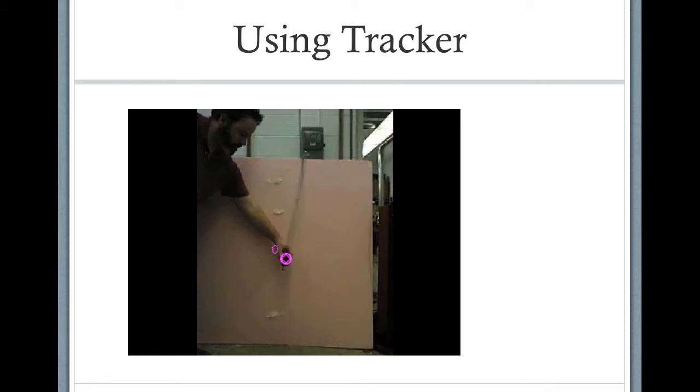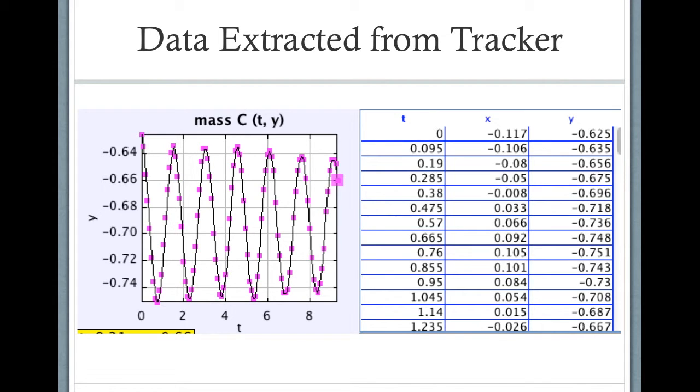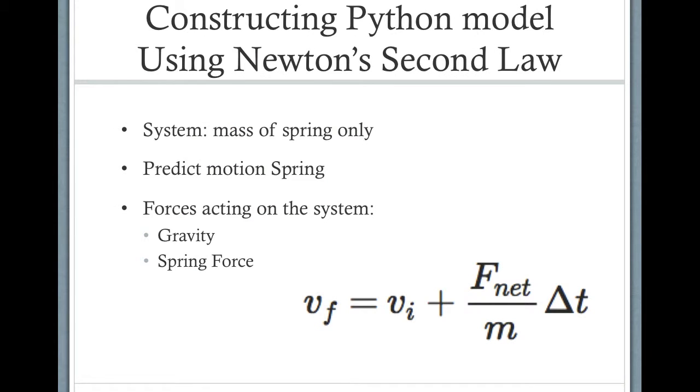Using Tracker, we were able to analyze the actual motion of a spring that oscillated up and down and moved from side to side. As we can see in the picture, Tracker was able to extract the x and y positions of the mass attached to the string over time and was able to graph it.